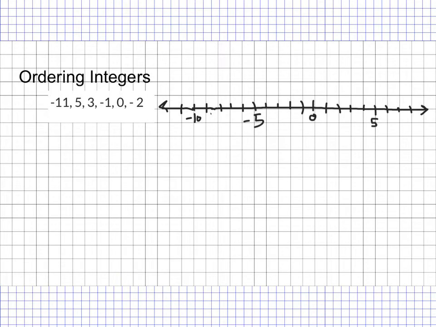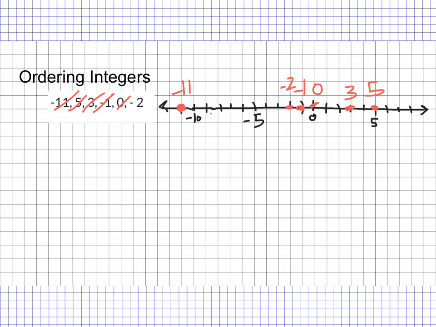So -11, I counted that out. That was just past -10 here. That's my -11. And then 5, that's a positive number, so that's up here to the right of 0. 3, it's not quite as far. -1 is just down below, one below 0. And then 0, of course, is right there. And finally, -2, just a little bit further down than -1.